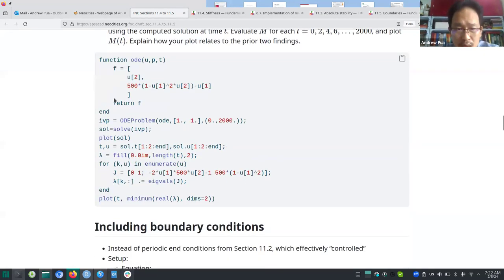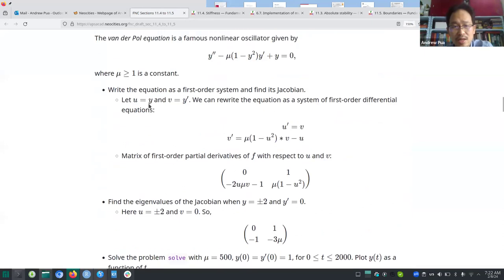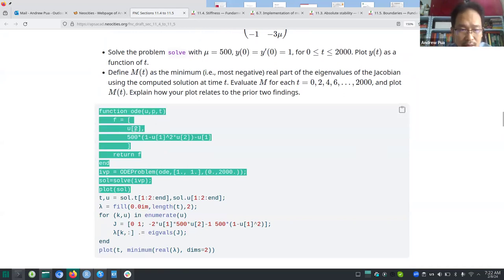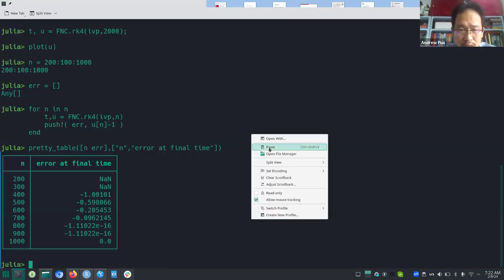So in terms of the Julia code, there's really nothing much new, except that this time your function is a system, so you have to account for that. And then you use solve again, but this time you're not using the built-in FNC methods, but what is available in Julia directly, and then plot the solutions. There would be two solutions, one for U and one for V, because you converted this second order differential equation into a first order system. So there will be two solution paths.